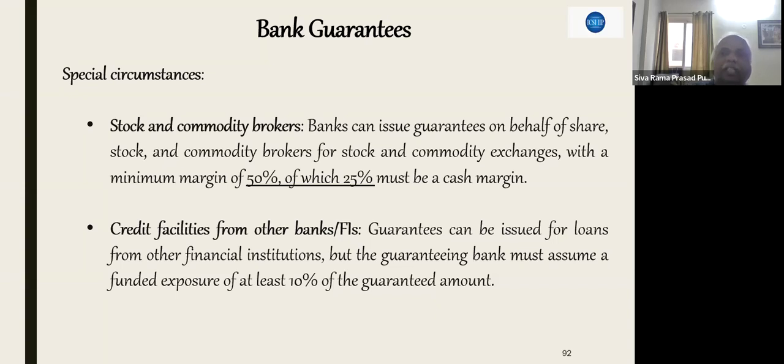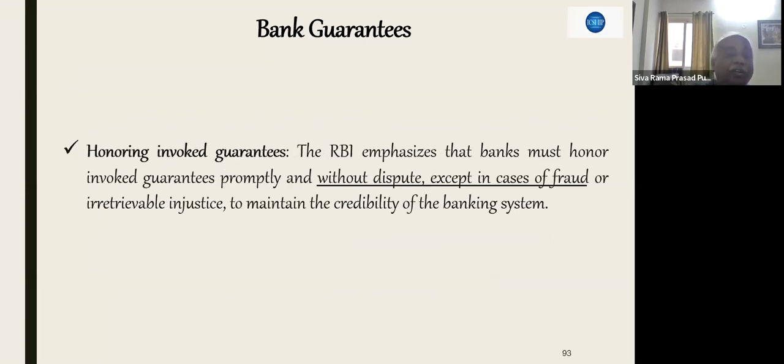These are the other areas of the guarantee. Honoring an invoked guarantee: whenever the guarantee is invoked, RBI emphasizes banks must honor it. They should not reject it, otherwise the importance of the guarantee will be lost. Invoked guarantees must be honored promptly without dispute, except in case of fraud. If at all any fraud is there, then maintain the credibility of the banking system. All these things are to be taken into consideration.